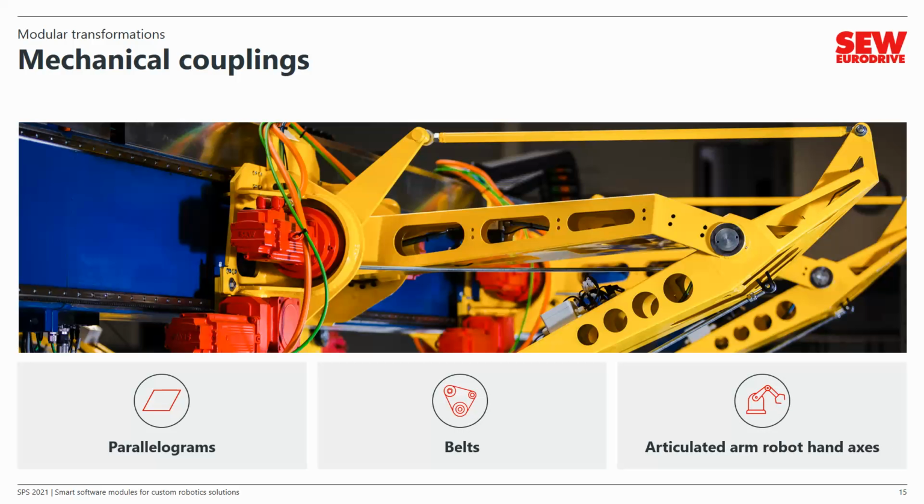Further transformations are possible by means of modular combination. For example, the formation of couplings between the axes by transferring the torque using parallelograms or belts. Couplings such as this are also located between the hand axes of articulated arm robots.